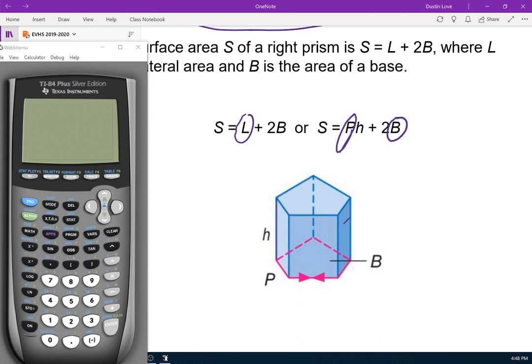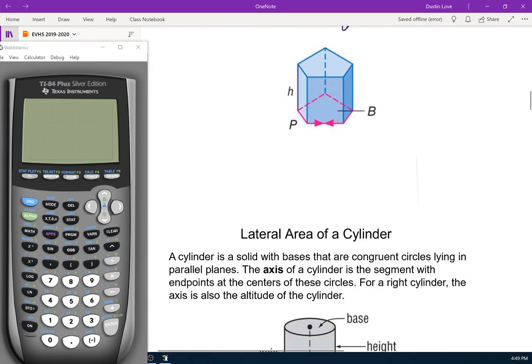Okay. That's a 1, 2, 3, 4, 5 hexagonal. It's kind of like a Superman symbol, though. A Supermanal prism.